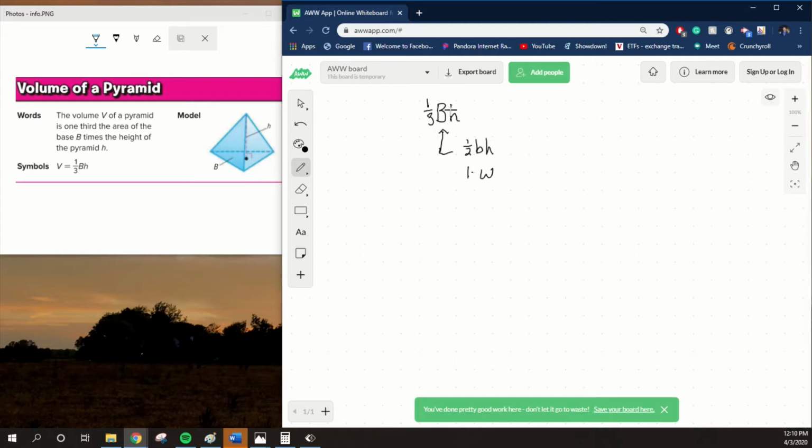Sometimes they're going to give us the area of the base, and sometimes they won't. But it's important to read your directions carefully and read the question carefully so you know what they're asking for.